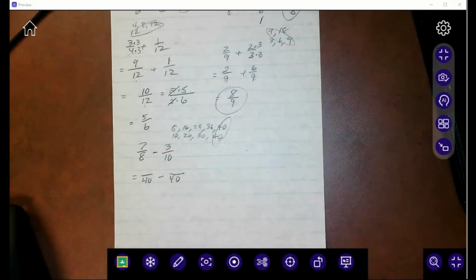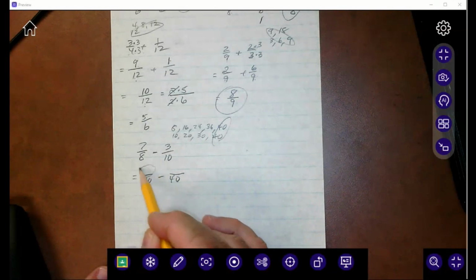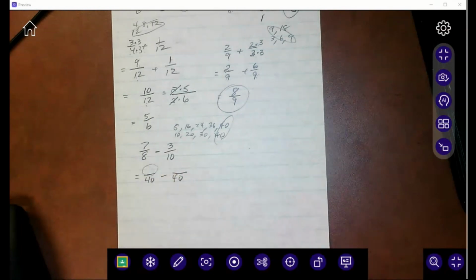This time we have to change both fractions. So tell me in chat what this number up here on the top of the first fraction will be. If we have to change 7/8 into 40ths, what do we get for the number on top? Because you have to think about, what did I multiply 8 by to get 40? And whatever I multiply 8 by to get 40, I have to multiply the top, the 7, by the same amount. So Ms. Carter says 35.